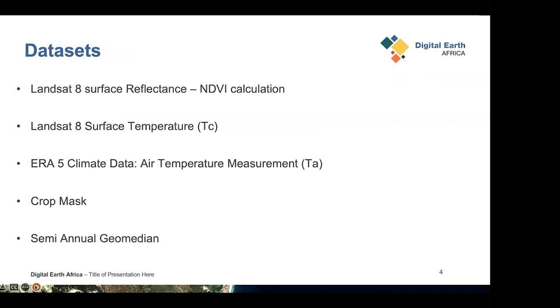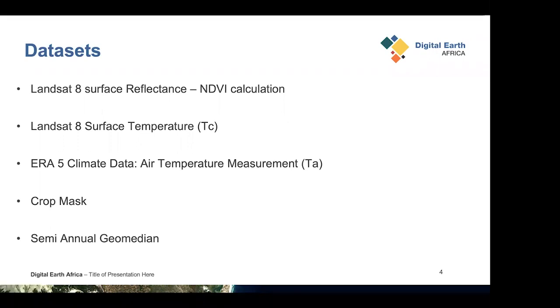And through this, these are the various data sets that we would be using. The first one is the land surface reflectance. That's going to help us to calculate NDVI. Then we're also going to deal with the Landsat surface temperature. That will help us to get our canopy temperature. Then we're also going to rely on the ERA5 climate data, air temperature. So that's going to be our air temperature measurement, that's TA.